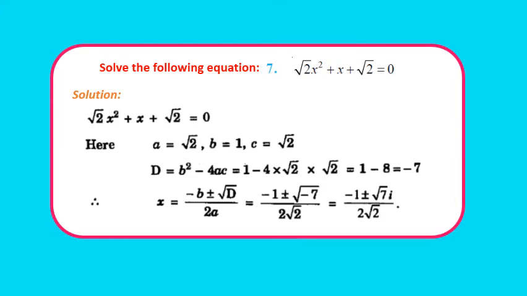Putting this value in the quadratic formula, x = (−b ± √D) / 2a, we get x = (−1 ± √−7) / 2√2. This √−7 can be written as √7 × √7 × i, which gives x = (−1 ± √7 i) / 2√2. Clear? So pause and note down the solution.